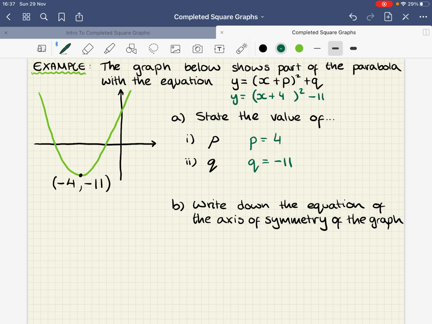And then part B says write down the equation of the axis of symmetry of that line. Well, remember, the axis of symmetry is that line that goes down the centre through the turning point. And on that line, x is always equal to the x value on my turning point. So x equals minus 4 is my equation.